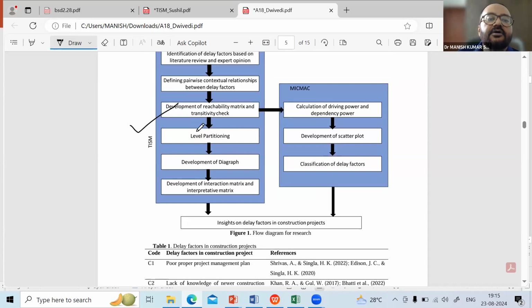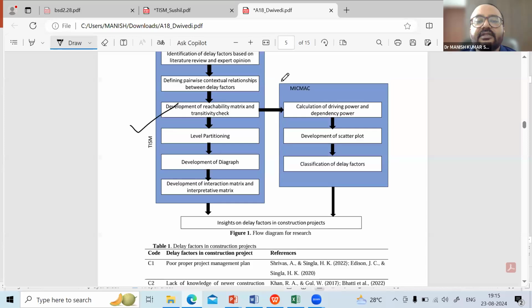Okay. So now these are the steps. I'm just explaining every step and then we'll come to this. Then there is the development of the diagram, which is the last process of this, and the development of the interaction matrix or interpretive matrix, which is actually nothing but the analysis, or you can say the answers given by the respondents, and then in a beautiful way you do it so that it has good representation.